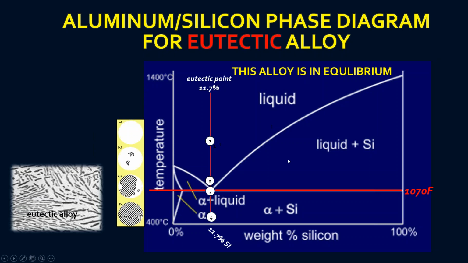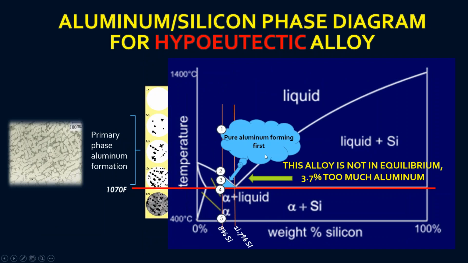And on the next slide, you'll see that imbalance. Here's a hypoeutectic. We don't have much silicone in it. So the aluminum that's in that molten material will actually solidify first until it gets to the equilibrium point of 11.7% silicone, and that shows the line of solidification.